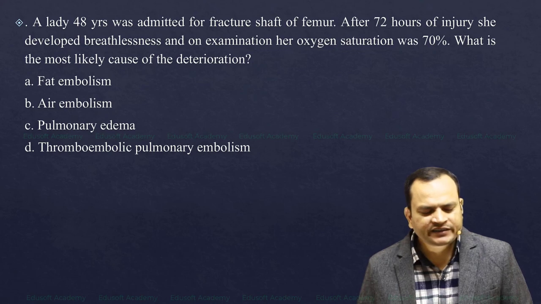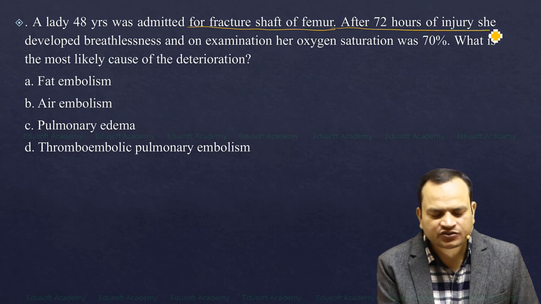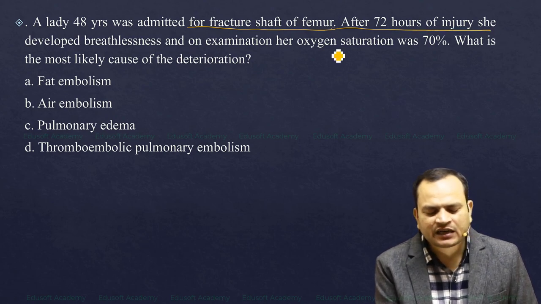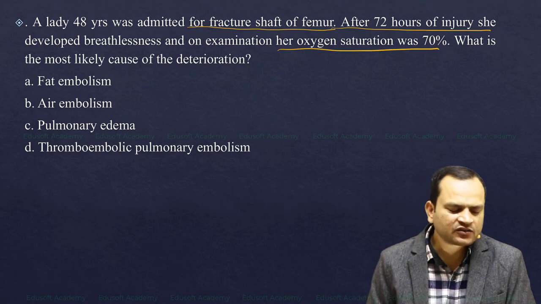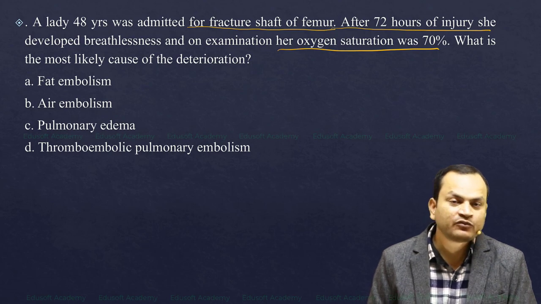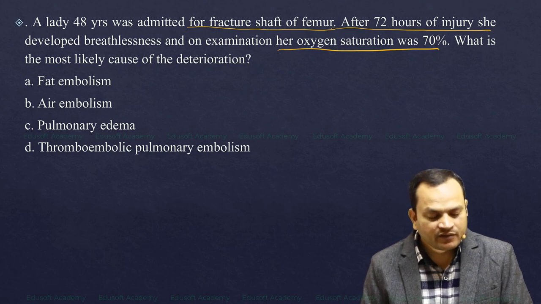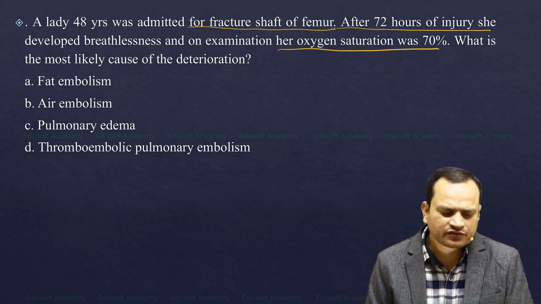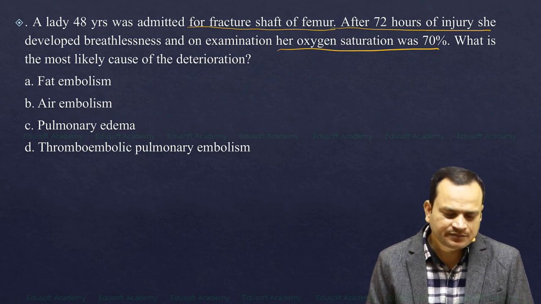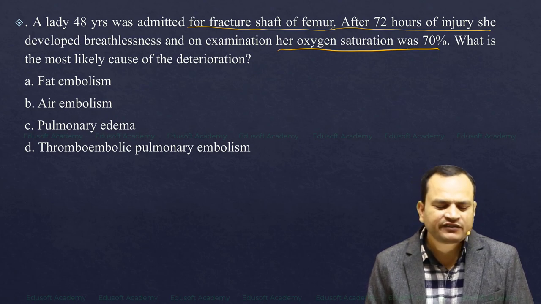A lady, 48 years, was admitted with a fractured shaft of femur. After 72 hours of injury, she developed breathlessness, and on examination, her oxygen saturation was 70%. What is the most likely cause of deterioration? The options are fat embolism, air embolism, pulmonary edema, and thromboembolic pulmonary embolism. So what happens in case of shaft of femur fracture? This is the most common cause of fat embolism, okay? And fat embolism usually occurs after 72 hours.